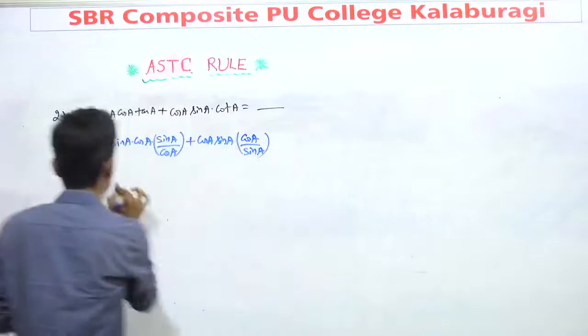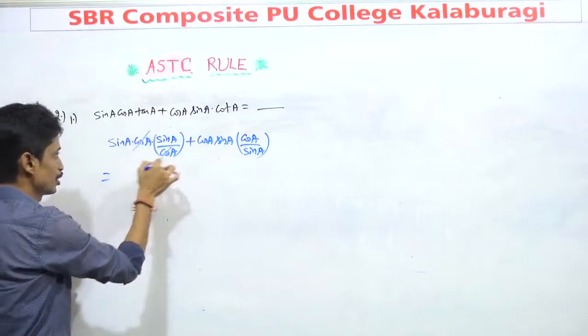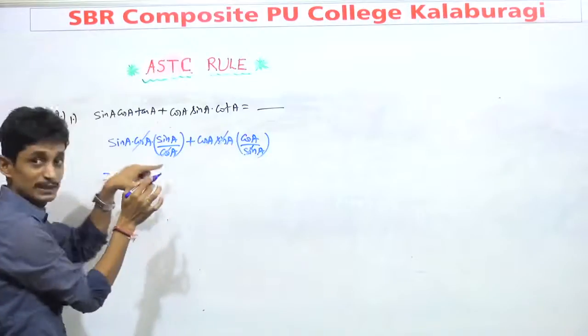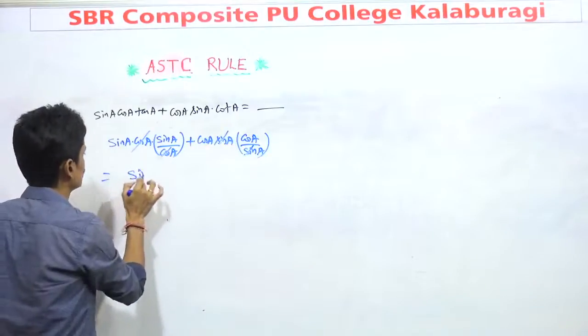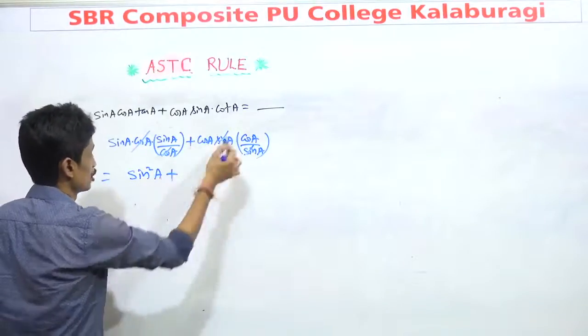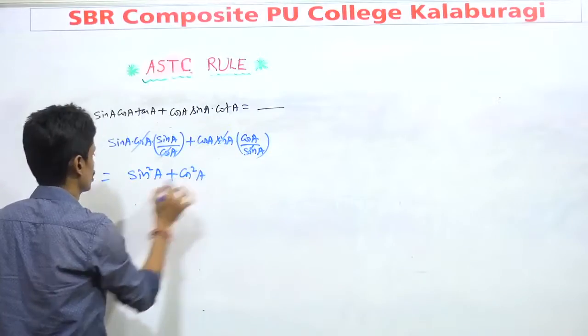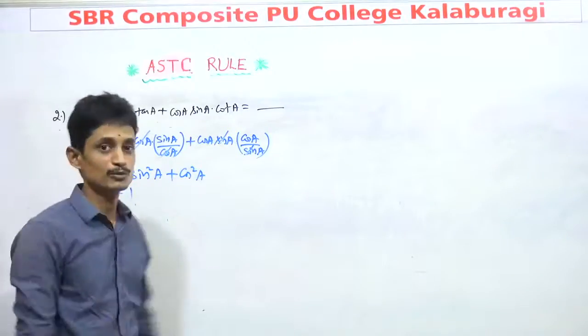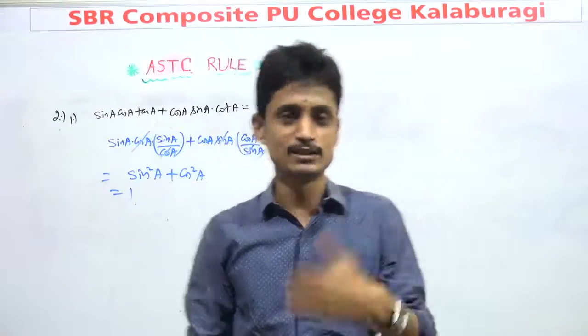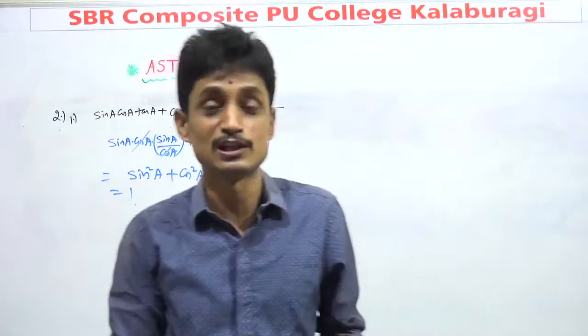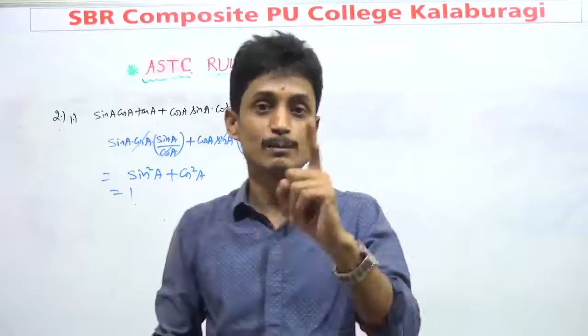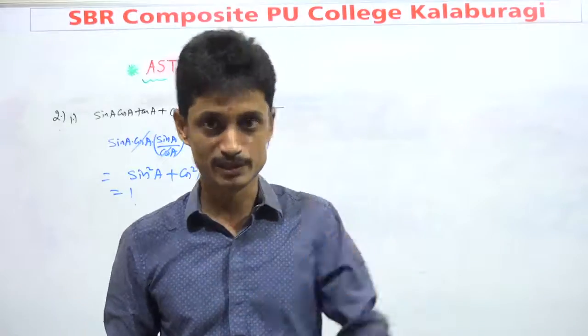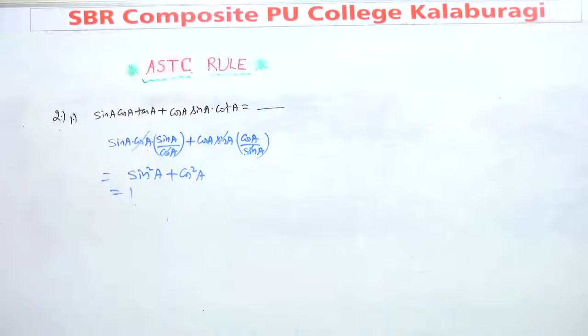Look at this one. We may cancel cos, sin, sin. What remains? Sin A into sin A is nothing but sin square A. Cos A into cos A is nothing but cos square A. That result will be 1. In options you will get either plus 1, minus 1, 0, also 2. Hence our answer, plus 1, is correct. Okay? Note it. We'll go for the next question.